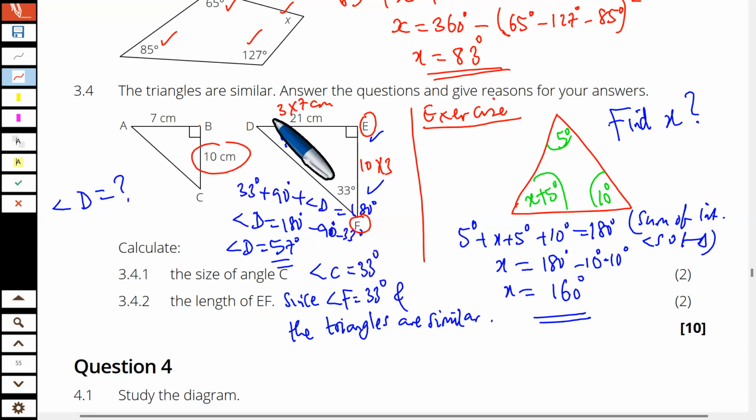Because 7 was multiplied by 3. What is 7 times 3? It's 21. So even 10 times 3 is what? 10 times 3 becomes 30. So the length of EF equals 30 centimeters. Equals 30 what? Centimeters. Okay, so next question.